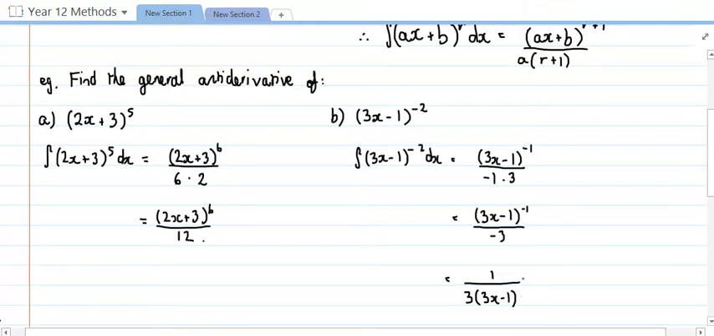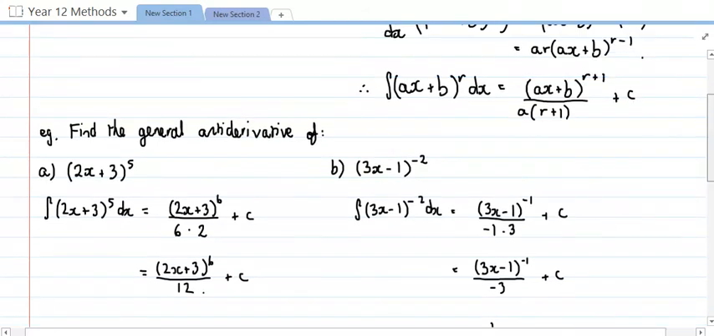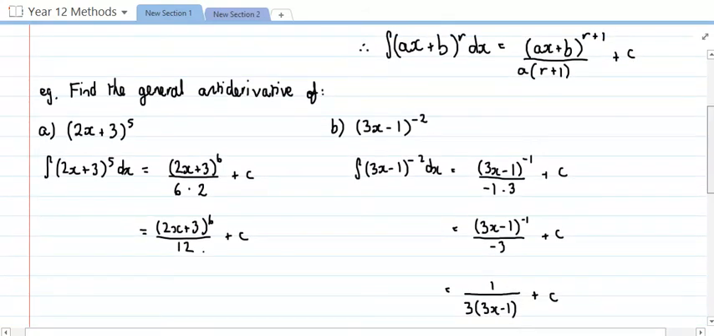And I've been a little bit slack with these because I've forgotten to actually write plus c on them. So I should make sure to do that because these are indefinite integrals. Okay, so it's really important to have that, and that's a check, just like I've done now, that you should be doing as you go through these questions. I should also make sure to do that up here, but there we are, all fixed.